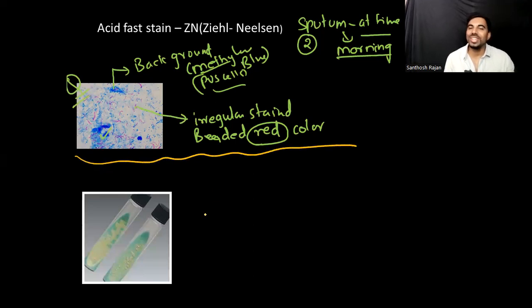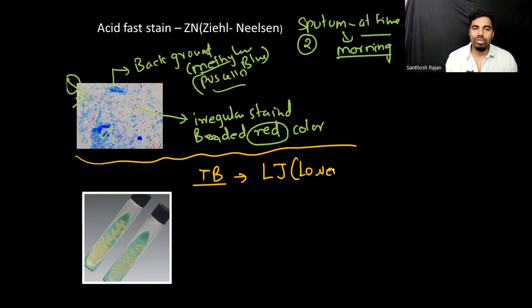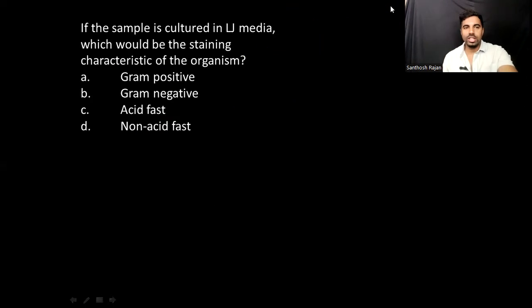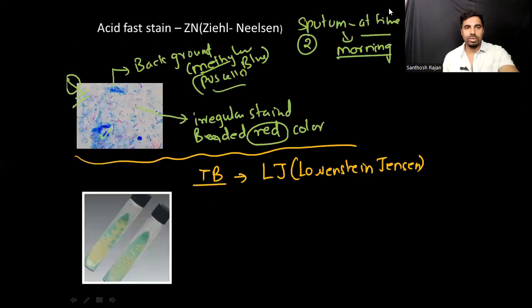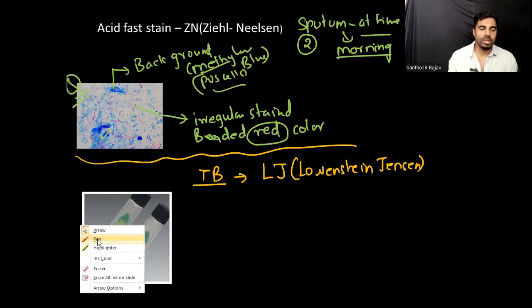Now another interesting thing is culture media. In diphtheria, I showed you the white color media, that is called Loeffler's serum slope. But for TB, we have a special media. You must know, there is no shortcut: Lowenstein Jensen media, LJ media. So, what are the important things here in Lowenstein Jensen media?